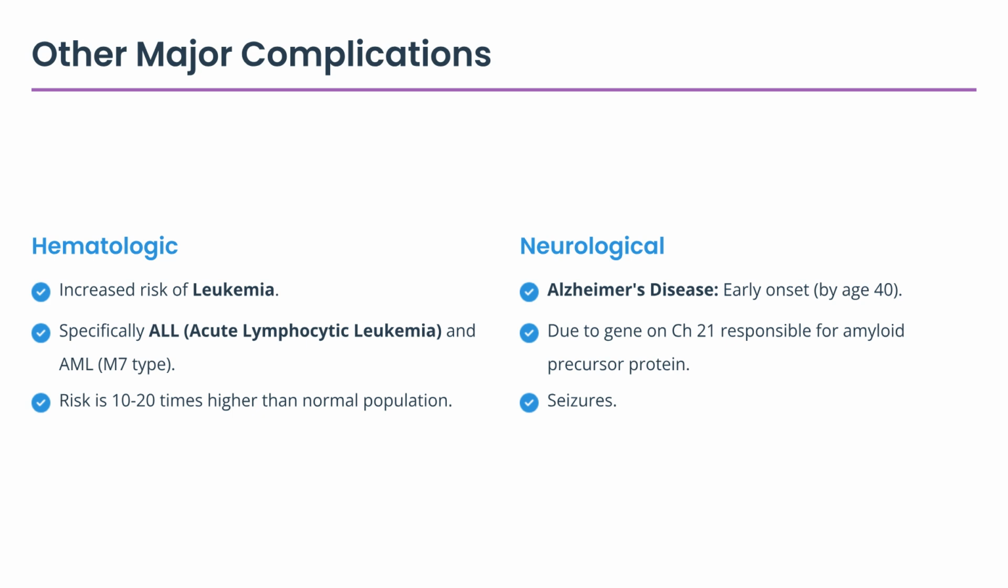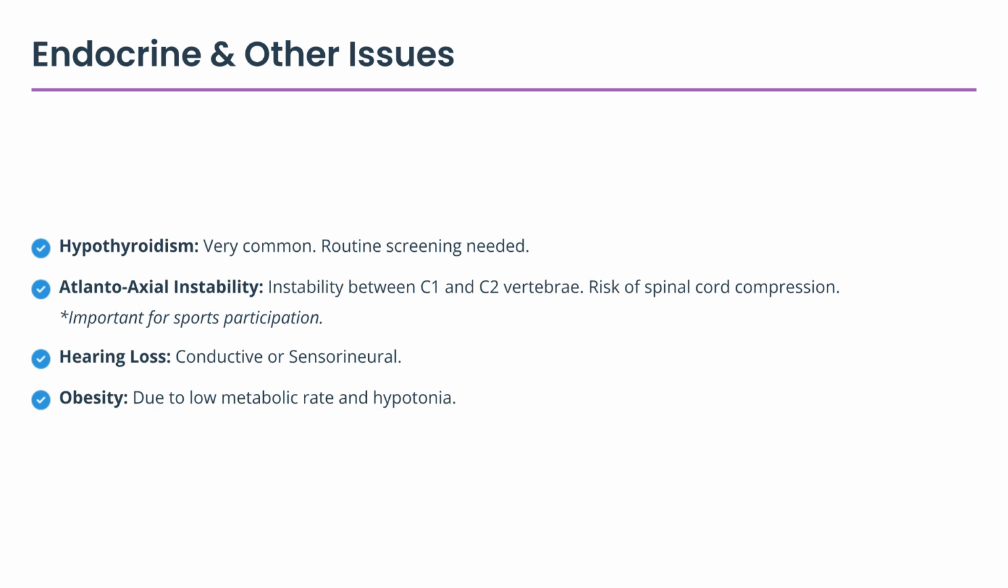Hematologic complications include a 10 to 20 times higher risk of leukemia, especially ALL and AML. Neurologically, there is an increased risk of early-onset Alzheimer's disease, typically by age 40. Other issues include common hypothyroidism, requiring routine screening. Atlantoaxial instability risks spinal cord compression, and hearing loss and obesity are also prevalent.